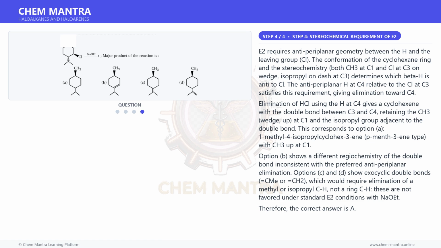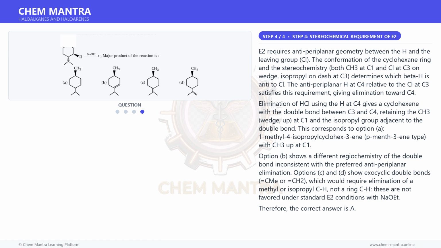The antiperiplanar H at C4 relative to the Cl at C3 satisfies this requirement, giving elimination toward C4. Elimination of HCl using the H at C4 gives a cyclohexene with the double bond between C3 and C4, retaining the CH3 wedge up at C1 and the isopropyl group adjacent to the double bond. This corresponds to option A, 1-methyl-4-isopropyl-cyclohex-3-ene type, with CH3 up at C1.